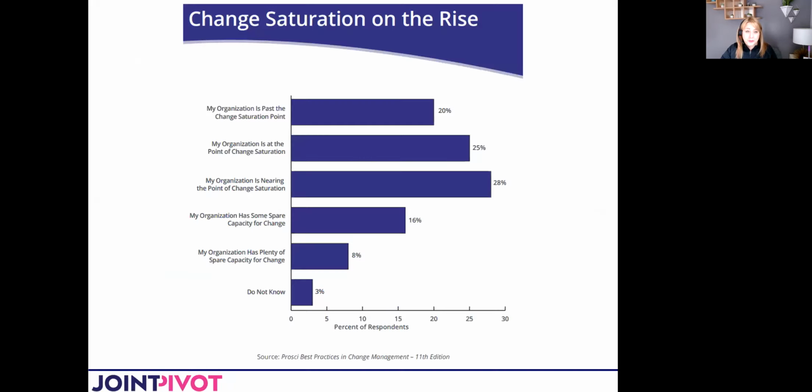All right, so let's jump into the change management issue that we're dealing with and how we create those communications. So the first thing I want to point out there is that change saturation is on the rise. Many of you know I am a trained ProSci change management train the trainer, and I follow the ProSci methodology.